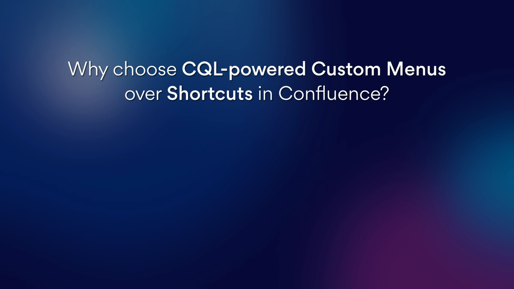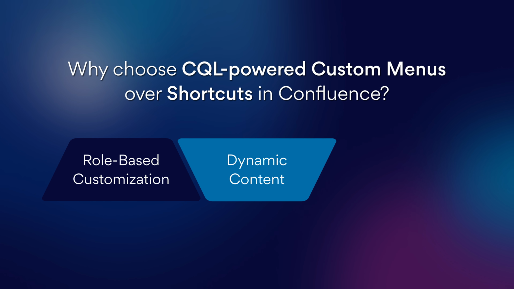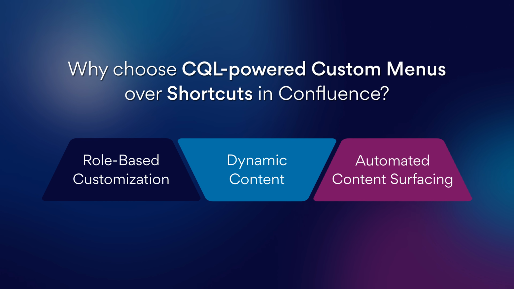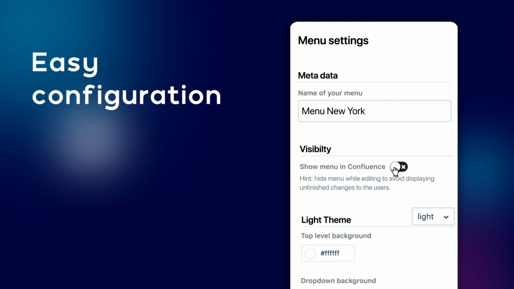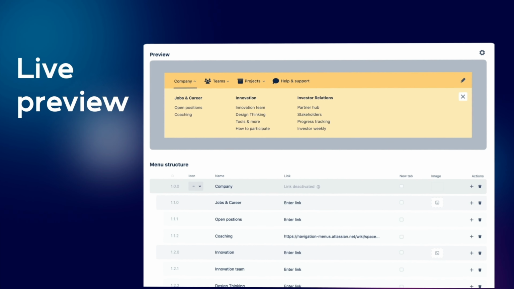So, why choose CQL-powered custom menus over shortcuts in Confluence? Admins can create different menus for different teams, instead of forcing a single navigation structure for all users. These menus automatically update as content changes, while shortcuts remain fixed. CQL-based menus dynamically pull in the most relevant content, reducing the need for manual updates. And unlike the static sidebar, custom menus can include categories and nested items, making navigation more intuitive.